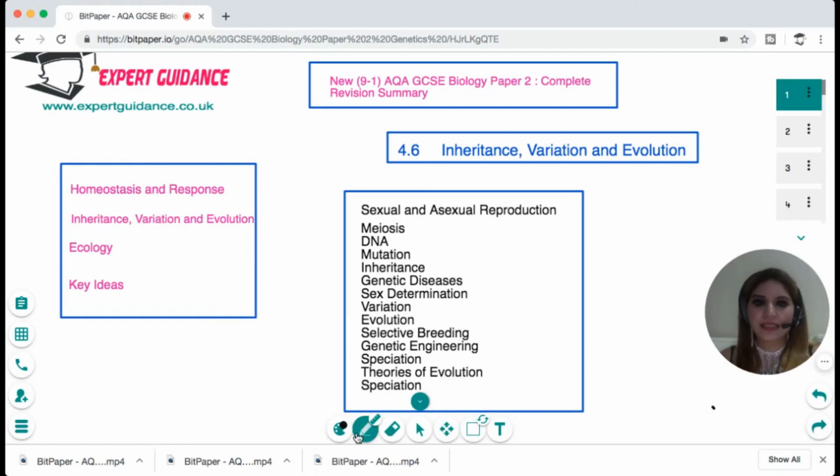Science with Guidance. Today in this video, we'll be covering the topic 4.6, Inheritance, Variation and Evolution of your Paper 2. Just to remind you, for your Paper 2, you need to do homeostasis and response, inheritance, variation and evolution, ecology and key ideas. And in this video, we'll be focusing on inheritance, variation and evolution.